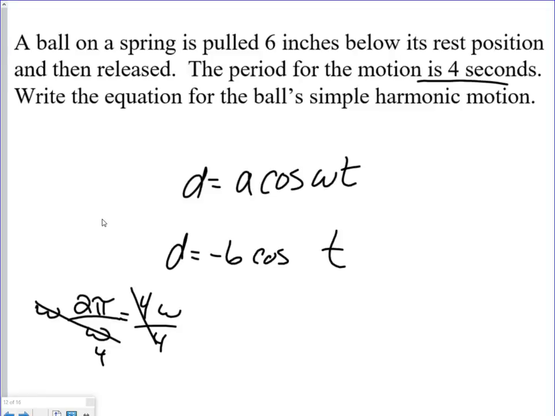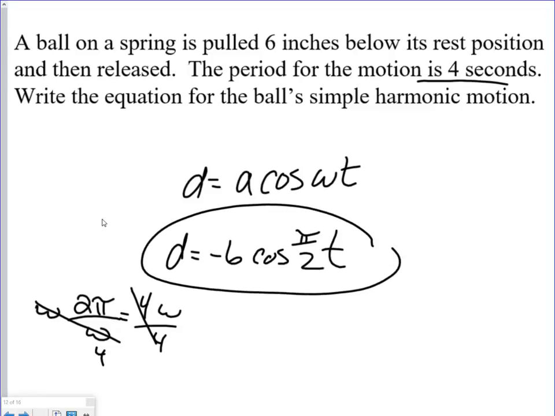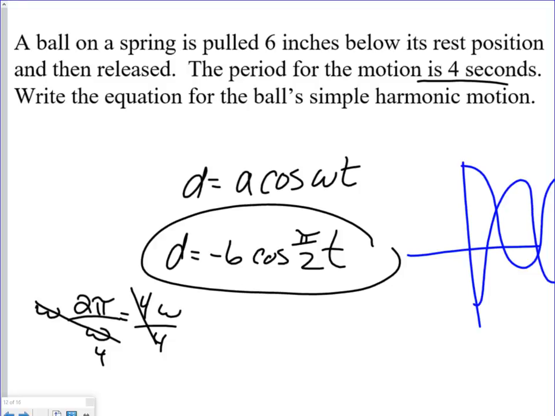So that should be pi halves. And there's the formula for that. Cosine normally starts above, at positive, doesn't it? But because we pulled below, that means it started here, so it's a negative cosine.